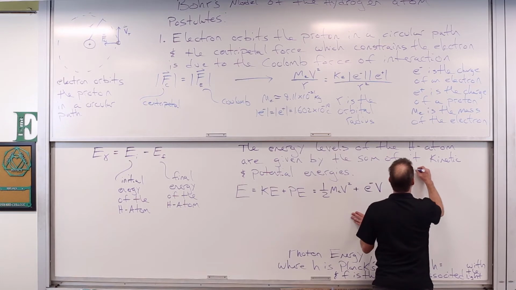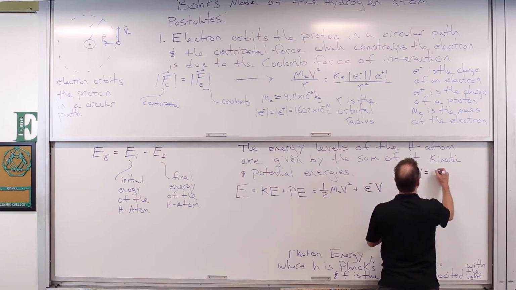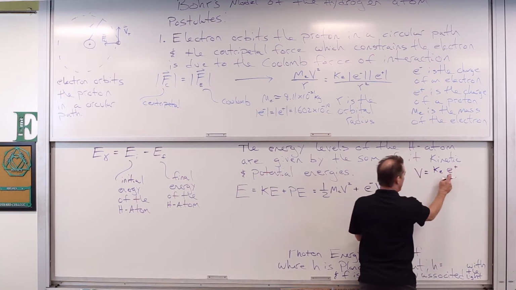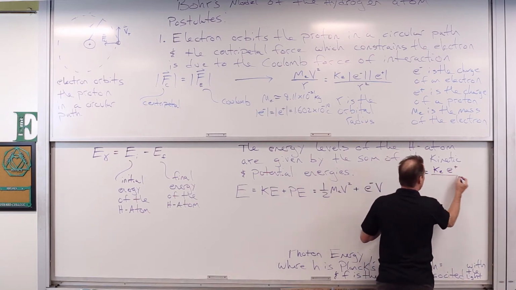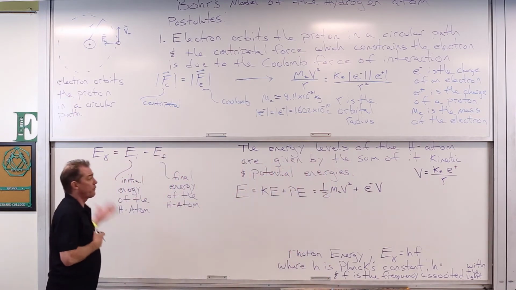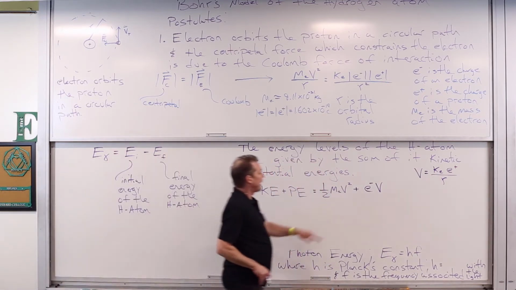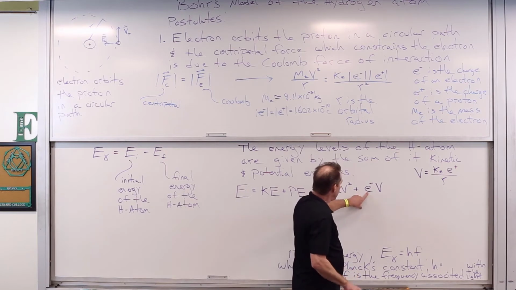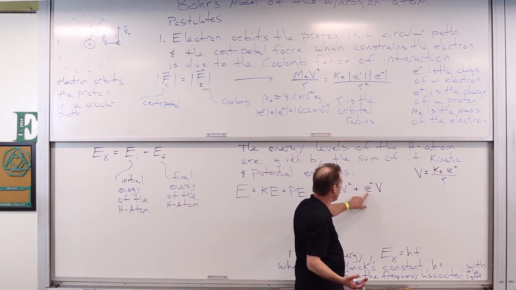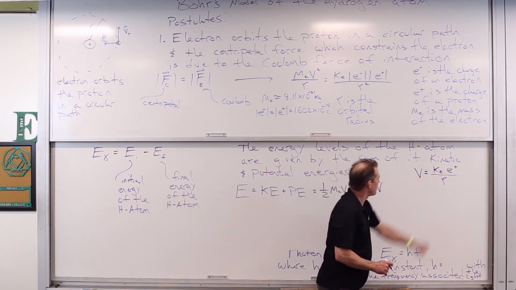So V, in this case, is going to be equal to k sub e times e plus, that's the charge of the proton, divided by r, where r is the radial distance the electron is from the proton. So what do we get out of this? Well, e minus here is a negative value, because it's the charge of an electron: negative 1.602 times 10 to the negative 19 coulombs.